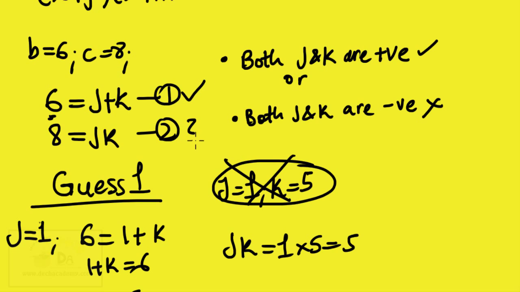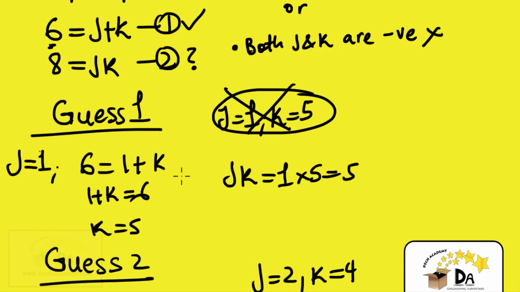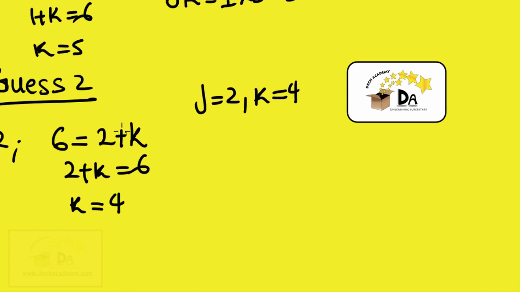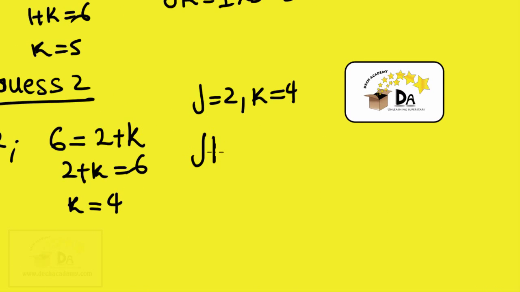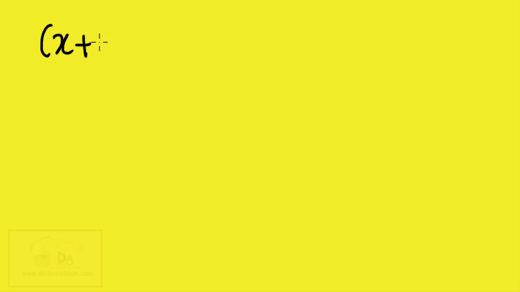Now to see if equation 2 is satisfied for those results, equation 2 requires that the product of j and k be 8. When j is 2 and k is 4, what's the product of j and k? That's 2 times 4, which is 8. Therefore, as you can see, j equals 2 and k equals 4 satisfies both equation 1 and 2. Therefore, these are the valid values. Therefore, the original equation can be written in the form x plus j times x plus k equals 0.